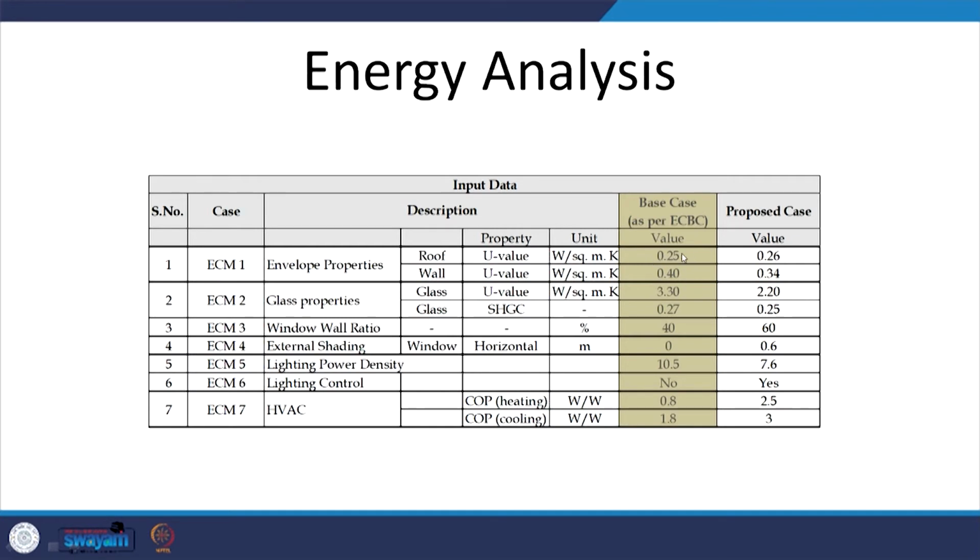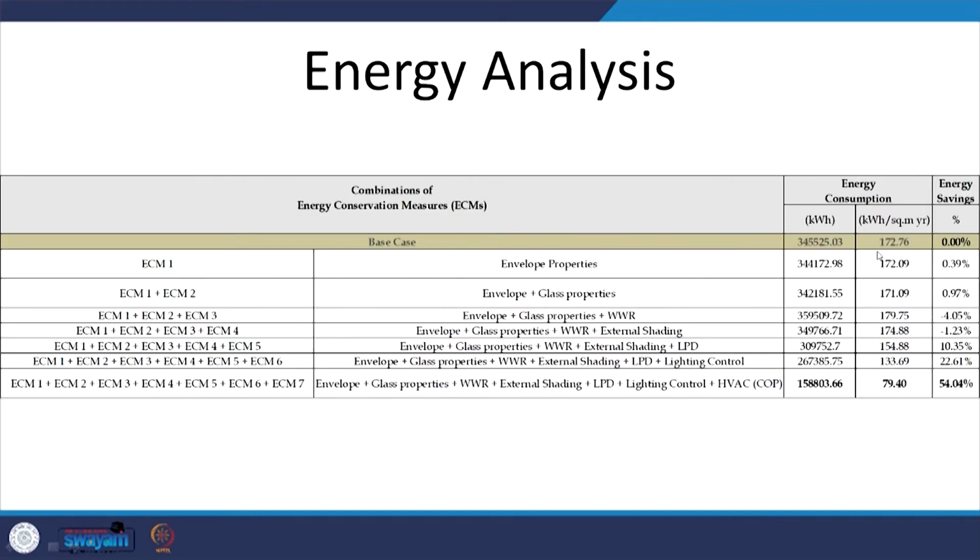Conventionally, these values will not be available. For having a roof U value of 0.25, we will have to add a substantial amount of insulation. Similarly, for a wall U value of 0.4, we have to have a good amount of insulation provided here, which will result in a high base case performance, as we are seeing here. It is a good base case performance. And on top of that, if we change the envelope property slightly, that is why it is not giving us much advantage over the base case.